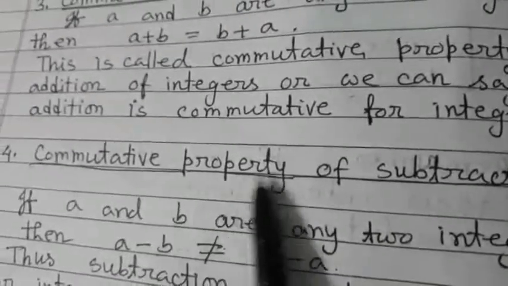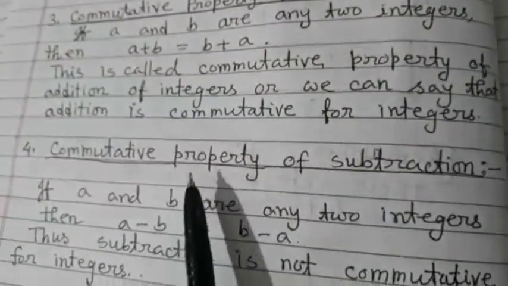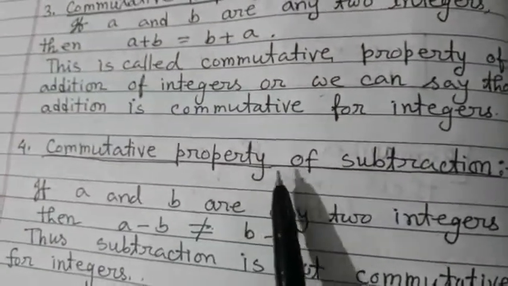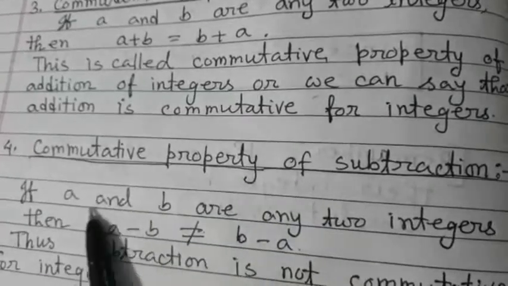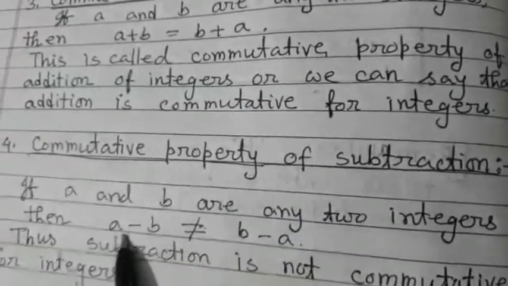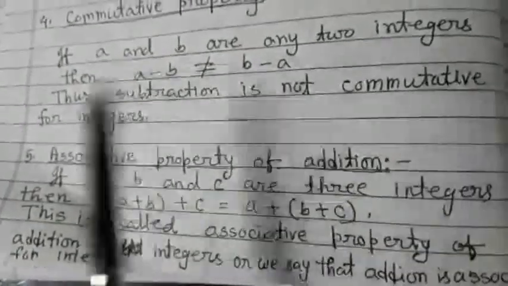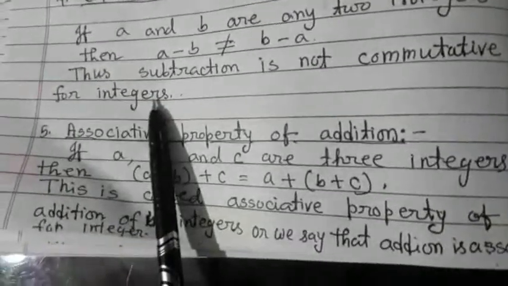But the commutative property does not hold in subtraction. If a and b are two integers, then a minus b does not equal b minus a. Therefore, subtraction is not commutative for integers.